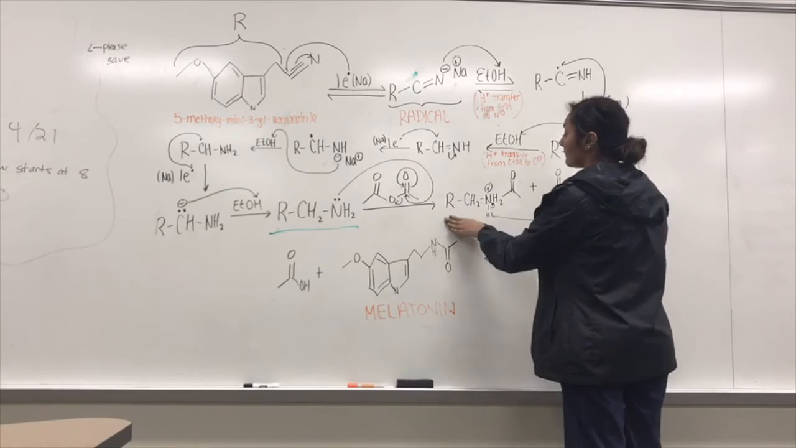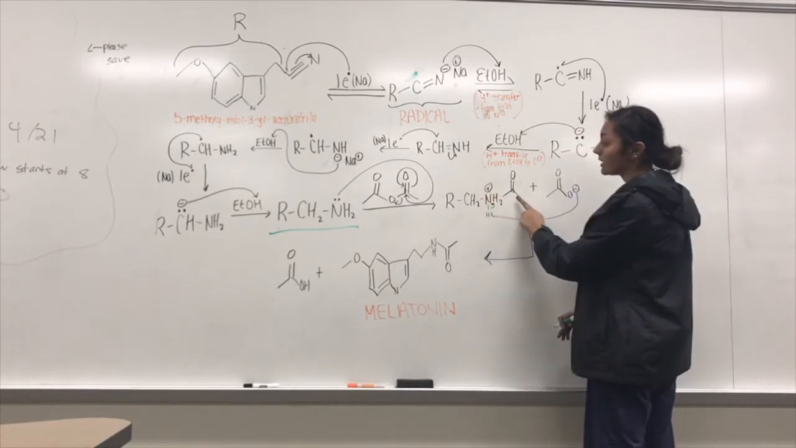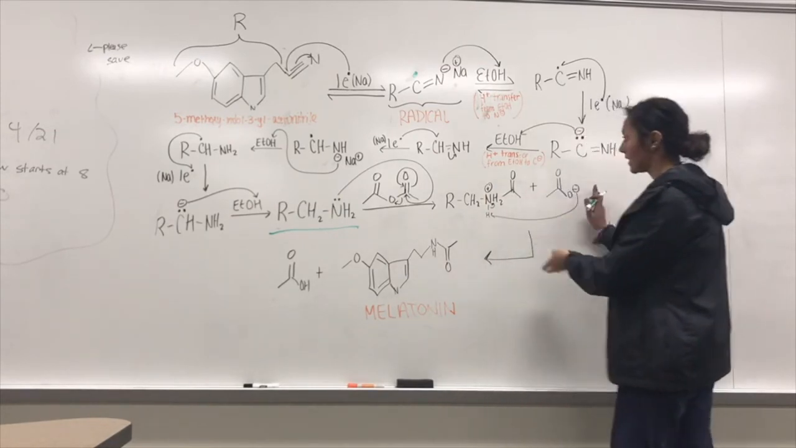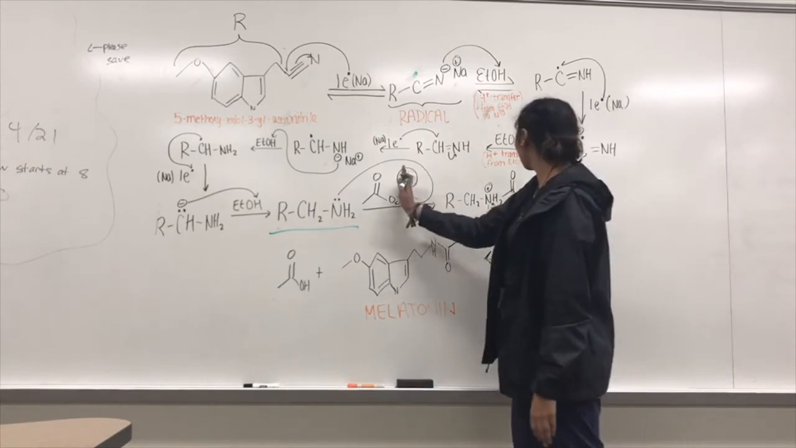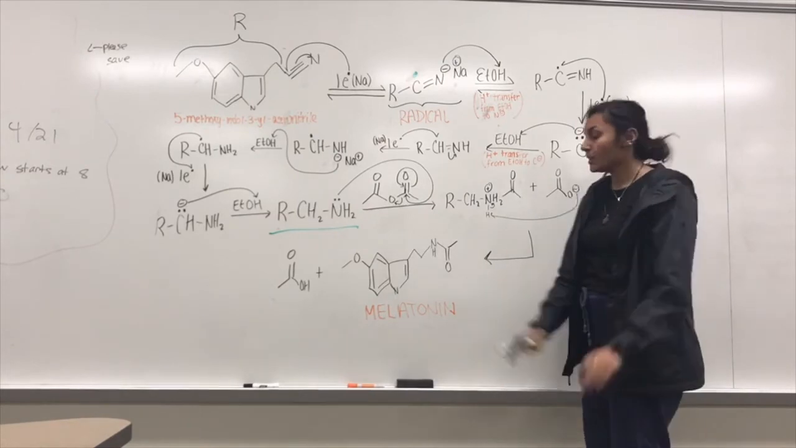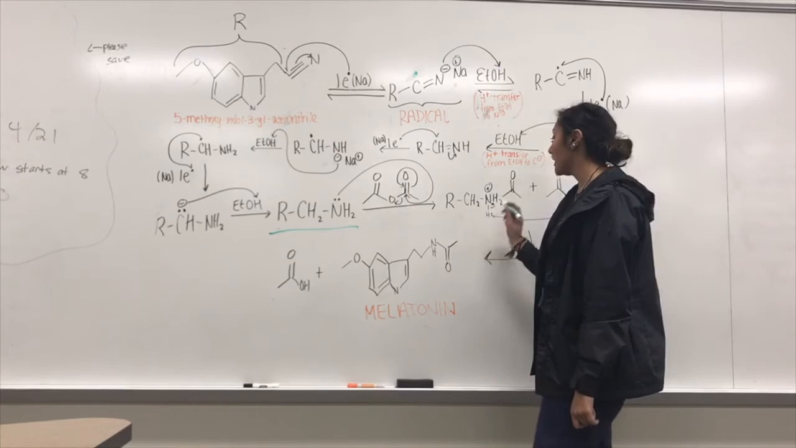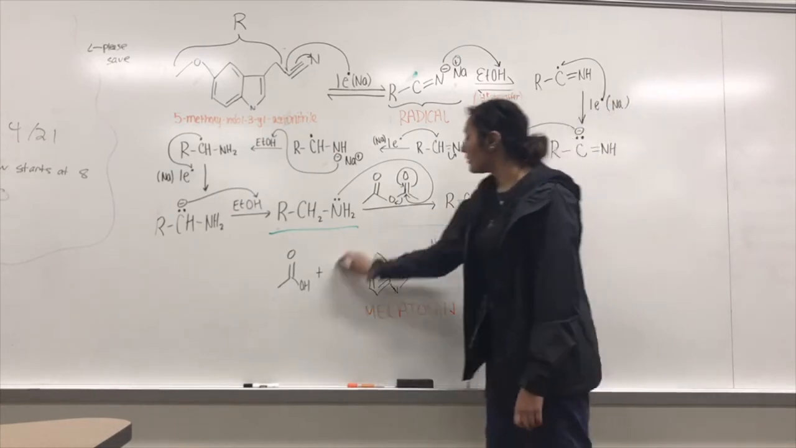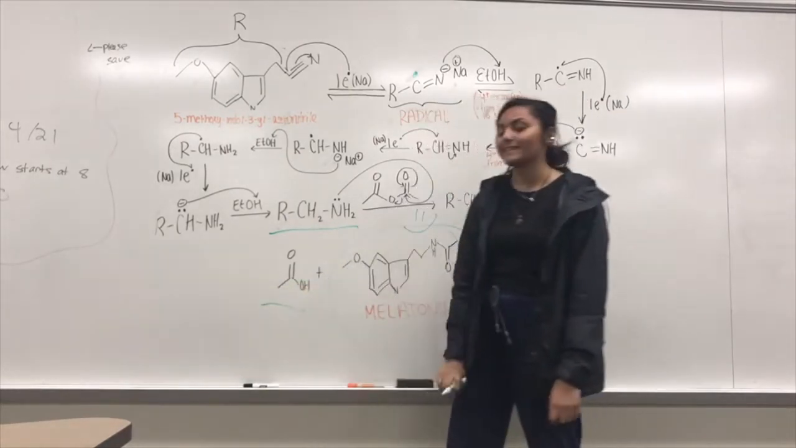From there, we now have this compound where the N has a positive charge and is now attached to carbonyl, and then we have the negatively charged compound here, which is this half of the acetic anhydride. From then, naturally, the negative will attack and grab this proton, and these electrons will go here to get rid of the negative charge. And from that, we have melatonin and a side product of acetic acid.